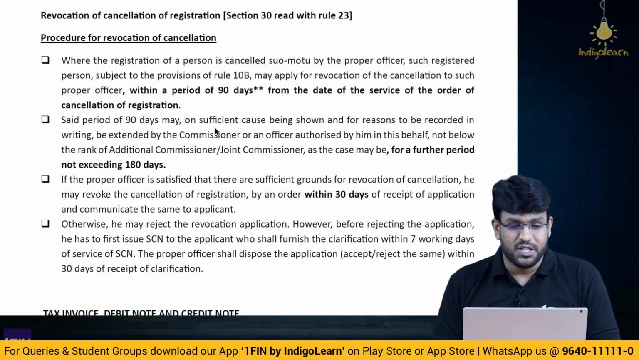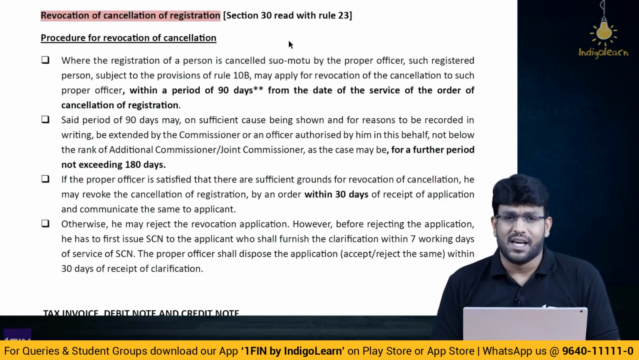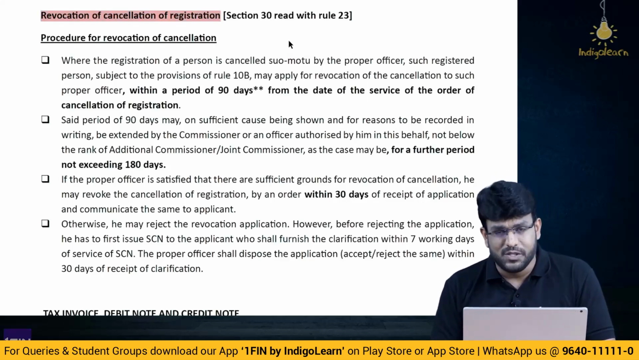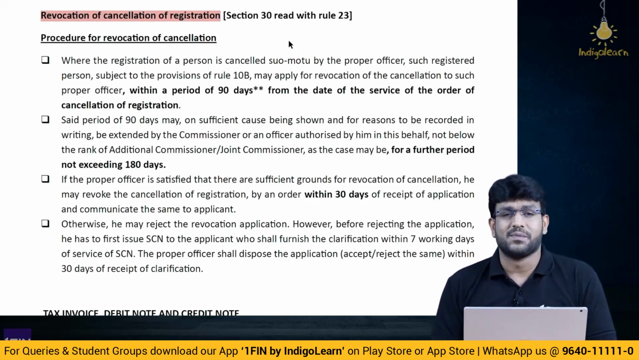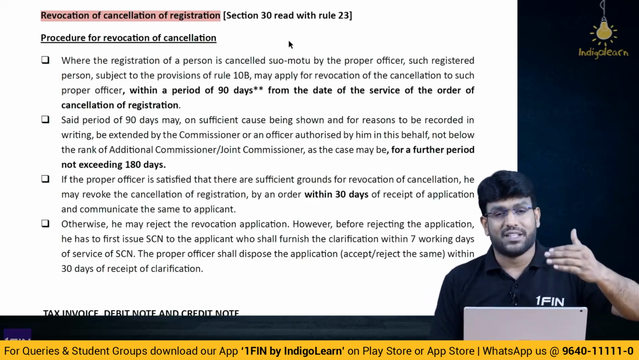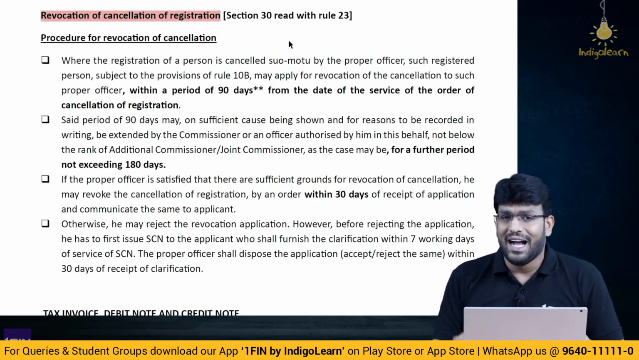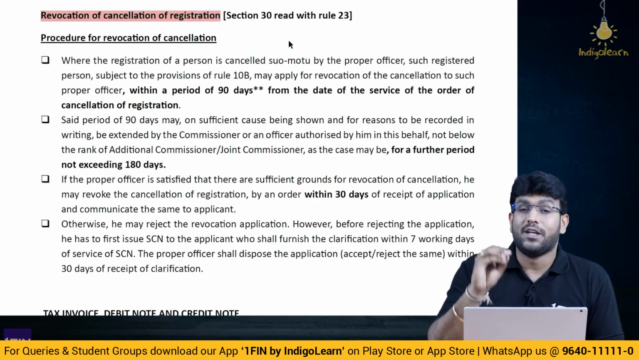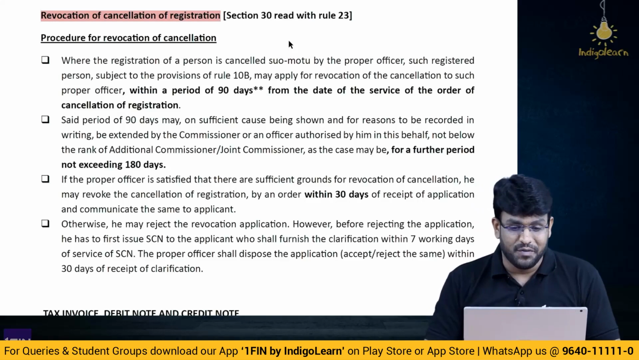Revocation of cancellation of registration. Sir, any person whose registration is cancelled, maybe because returns are not filed, not operating from the registered place of business, issuing invoice without supply, supplying without invoice, whatever the case is, my dear friends. In that case, you can apply for revocation of cancellation, and you can apply within a period of 90 days. And this 90 days can be further extended by a further period not exceeding 180 days. And this extension will be given by the commissioner or any officer authorized by the commissioner not below the rank of additional or joint commissioner, my dear friends.